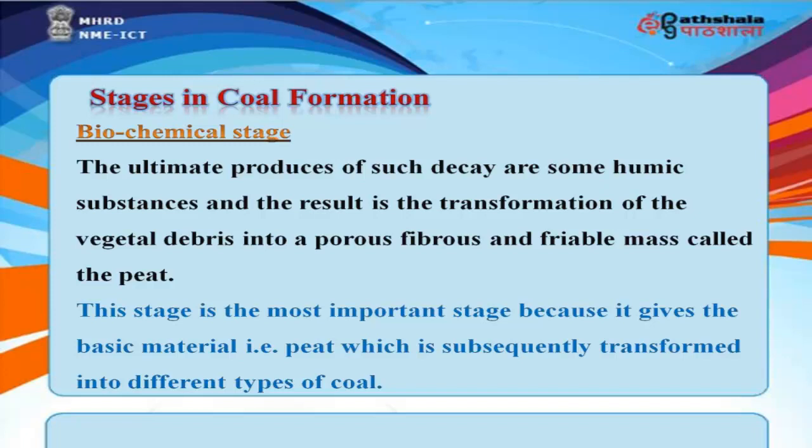The ultimate producers of such decay are some humic substances, and the result is the transformation of the vegetal debris into a porous, fibrous, and friable mass called peat. This stage is the most important stage because it gives the basic material, that is, peat, which is subsequently transformed into different types of coal.